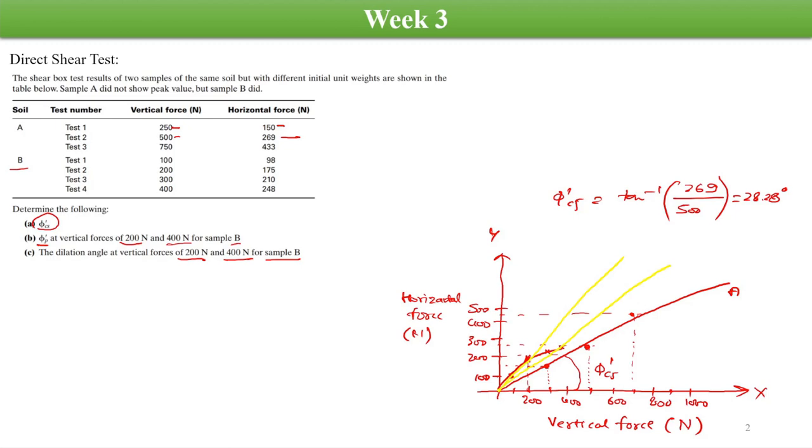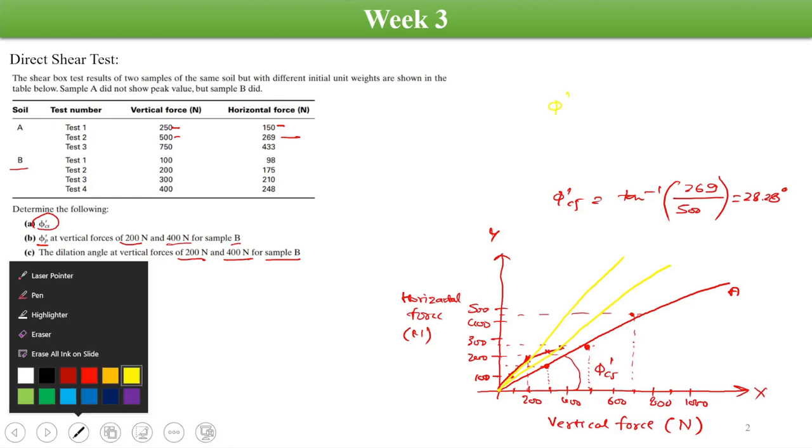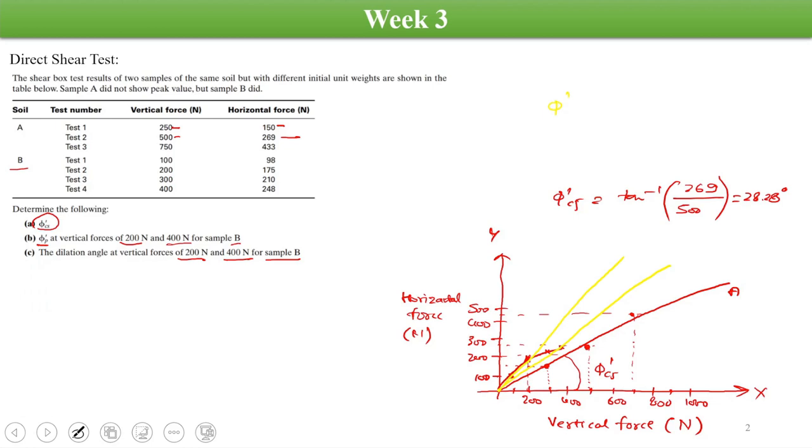So to determine the slope of these two lines, we can directly read the values from here, and there will be phi dash. So that's going to be phi dash peak at 200 Newton. That will be tan inverse. What is the value at 200 Newton? The horizontal force is 175 divided by 200 for soil B. And that's going to be tan inverse 175 by 200. And it will be around 41.19 degrees.